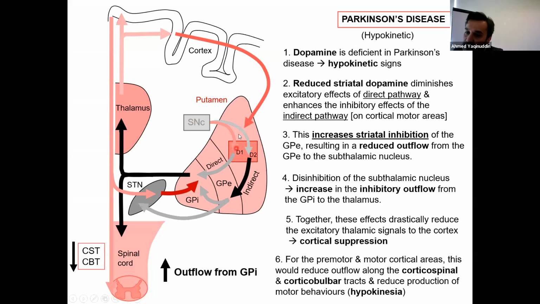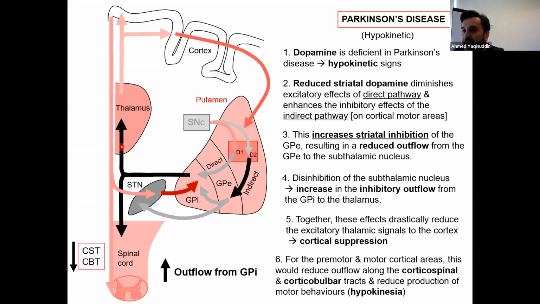The dopamine through D1 receptors is excitatory and through D2 receptors is inhibitory. But because dopamine is no more there, neither are you exciting D1 receptors nor inhibiting D2 receptors. So both the effects of the direct and indirect pathways would not be there. As a result, the discharge from the globus pallidus interna would increase, and there would be inhibition of the thalamus, and it would be very difficult to start any movement.